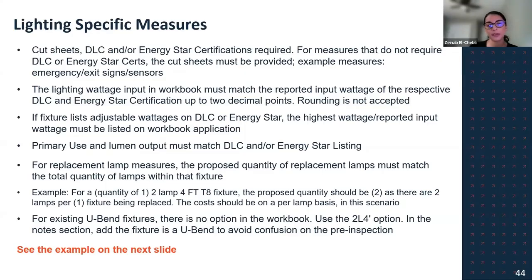For existing U-bend fixtures, there is no option in the workbook, so you can use the 2-lamp 4-foot option. In the notes section, you can also include that there was a U-bend, just to avoid confusion during our pre-inspection. You can also note that to your energy efficiency advisor, and we can take a look at that prior to our inspections, just so there's no failure or missed notes when we come out.